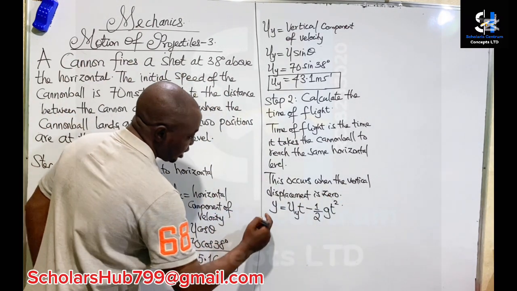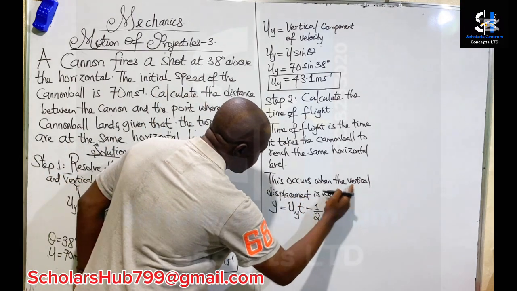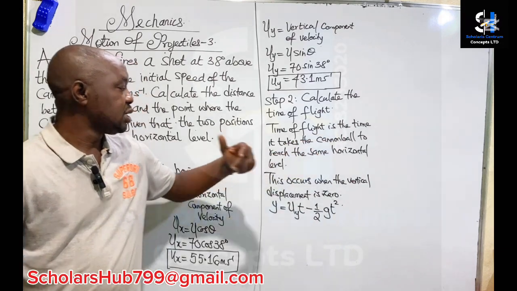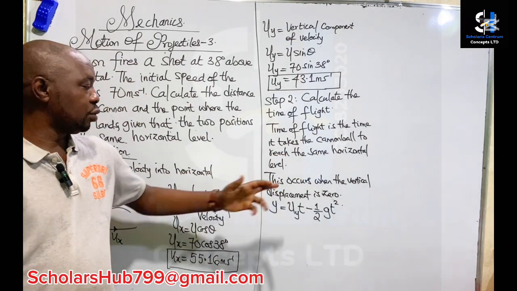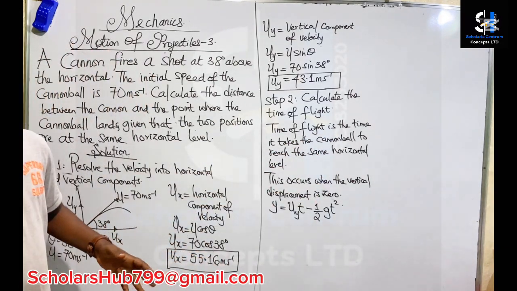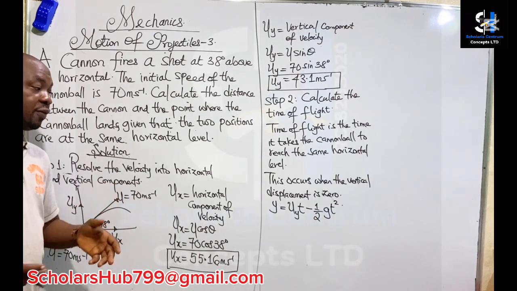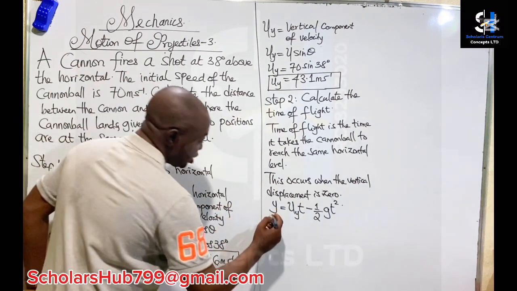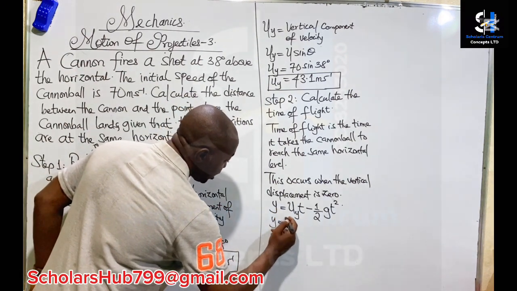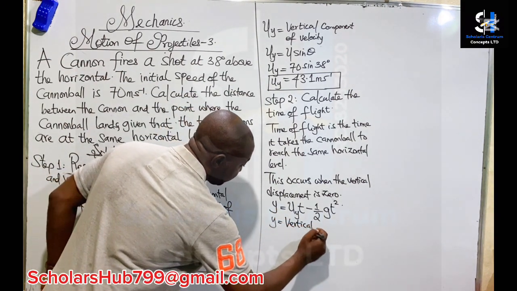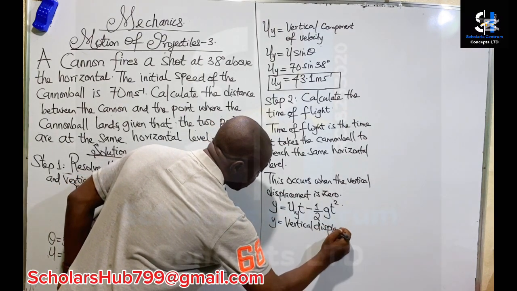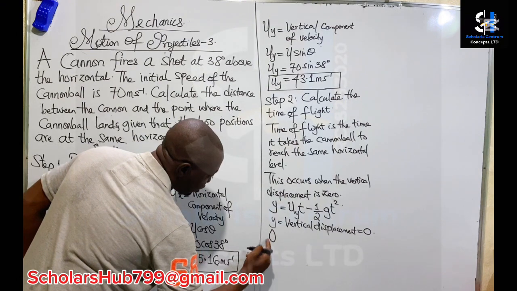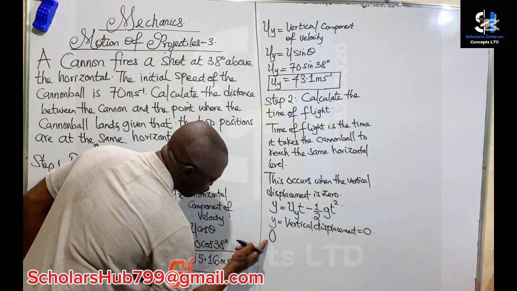Now, like I said, this occurs when the vertical displacement is 0, because the time of flight is the time it takes the cannonball to reach the same horizontal level. So at time of flight, the vertical displacement will be 0. So y is the vertical displacement, and we are going to set y equal to 0.